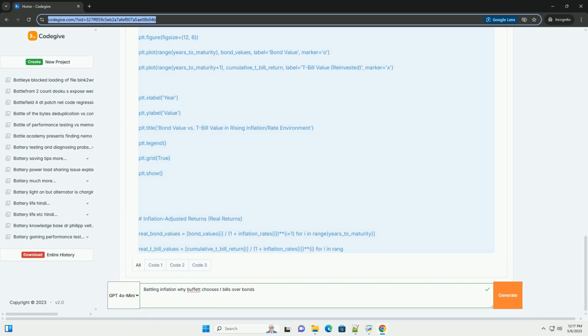2. Battling inflation, strategies and tools. Governments and central banks use various tools to combat inflation. Here are the main approaches. Monetary policy, central bank actions. Raising interest rates.